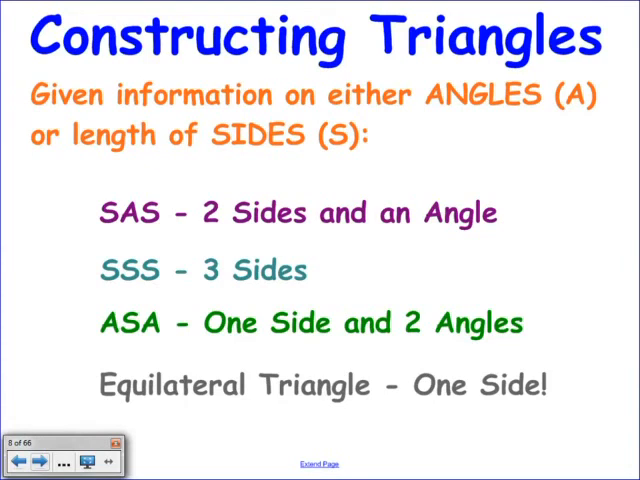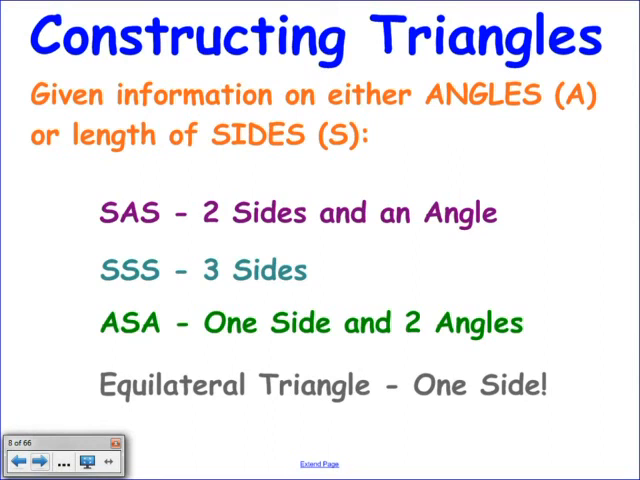They could give you 2 sides and an angle, and that's called side, angle, side, or SAS if you're that way inclined. They could give you just the length of 3 sides of a triangle, and they call that side, side, side. Or they could give you 1 length of a side and 2 remaining angles, and they call it angle, side, angle. You'll see them in textbooks written SAS, SSS, and ASA. All that's telling you is the information you're going to be given is this, now go and draw your triangle.